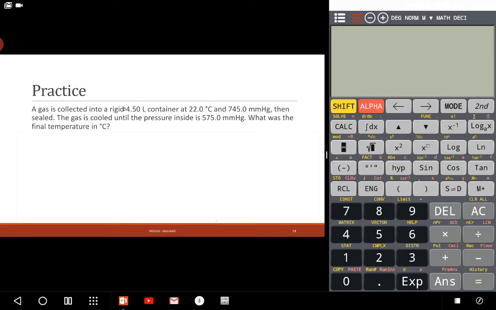So we will not need to know our volume of the container because it is rigid. It's not changing its volume. So that's extra information we did not need. If we analyze this, we are saying it's cooled and the pressure inside is dropping. So our pressure is going down. Our temperature should be going down. That means that we expect our final temperature should be less than 22 degrees Celsius, which is the initial temperature.